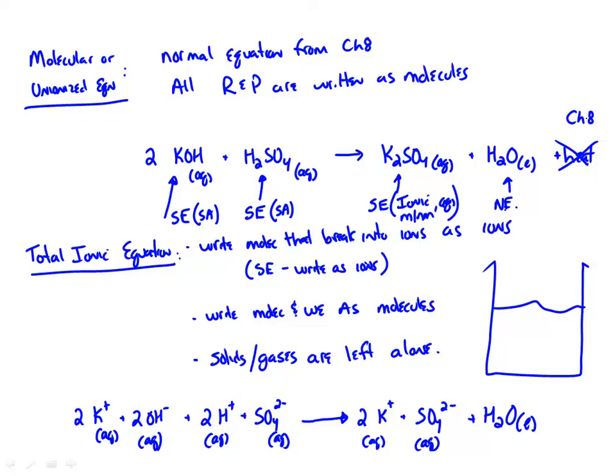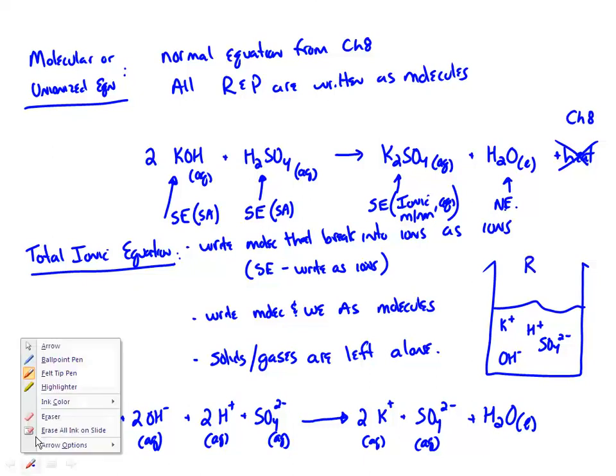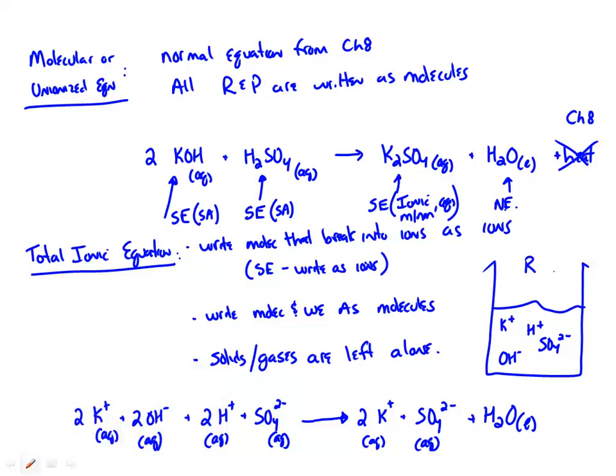So what this is saying is that in solution what I have floating around is K plus ions and OH minus ions, and H plus ions and SO4 2 minus ions. And so that's kind of my reactant side. And then if I make a product side, and I'll put my products in red, I really have just H2O floating around, right? And I have K plus ions, and I have SO4 2 minus ions.